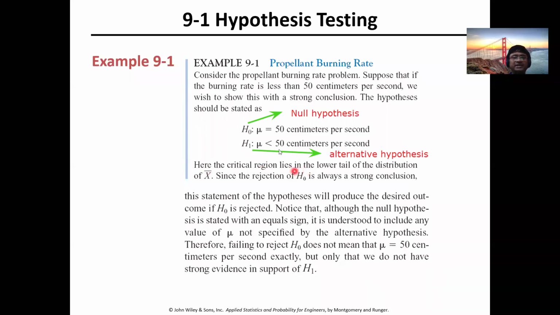This is the most vital thing, the critical region. Critical region means which region? Which region is called the critical region? The critical region is the region where the null hypothesis H0 is rejected.